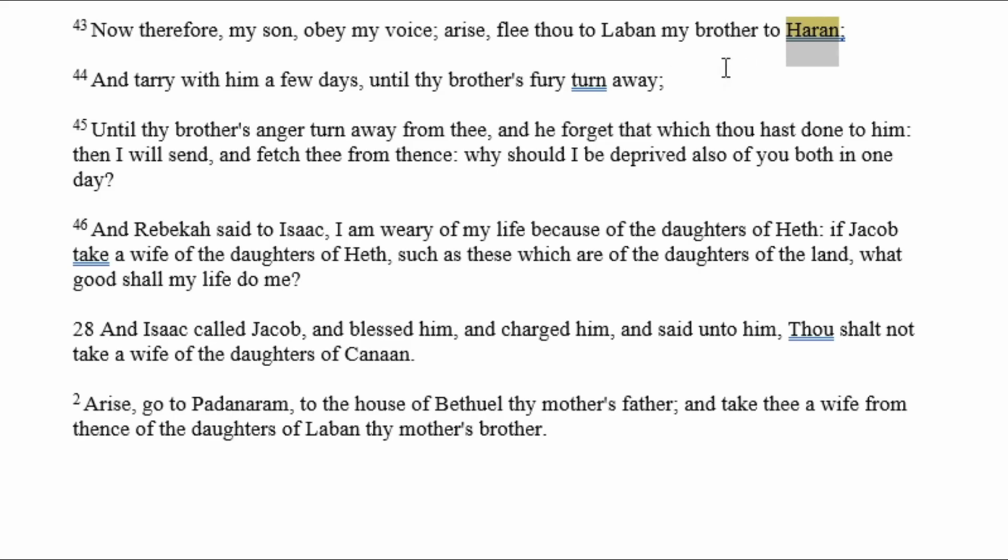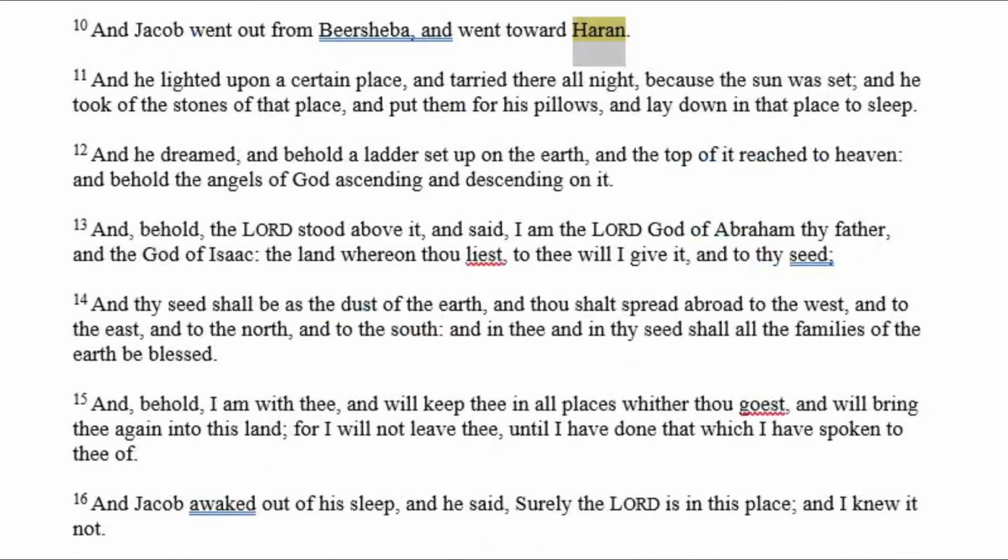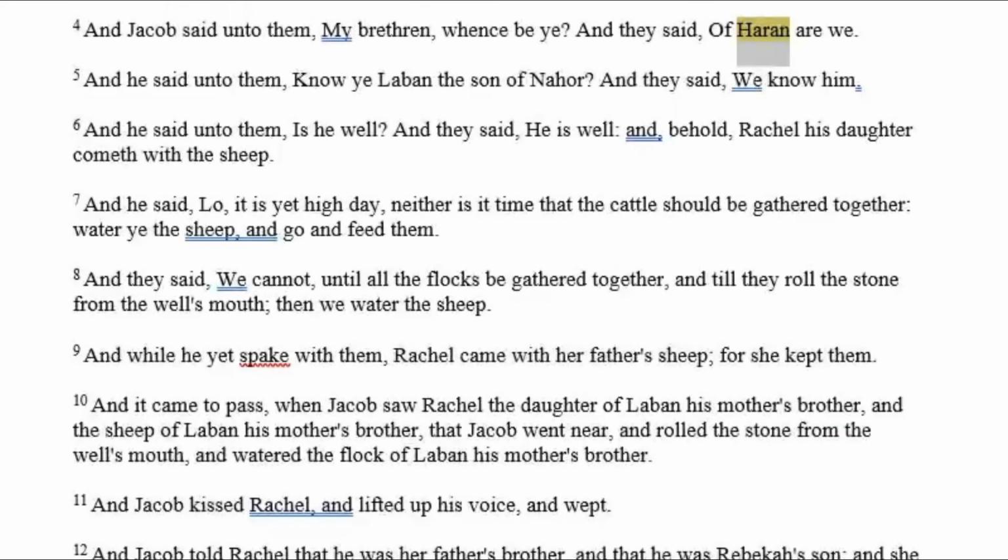Flee thou to Laban, my brother, to Haran. Well, that could be a person. Now therefore, flee thou to Laban, my brother, to Haran. No, that sounds like a place. And went toward Haran. And they said, of Haran are we. And Jacob said unto my brethren, where do you come from? They come from Haran. Okay, so the first 6 times you saw it was a person, then the one ambiguous one, and then the next 6 where obviously it's a place. Do we see that transition? Do you know what's going on there? Same name, it changed from an individual to a location.